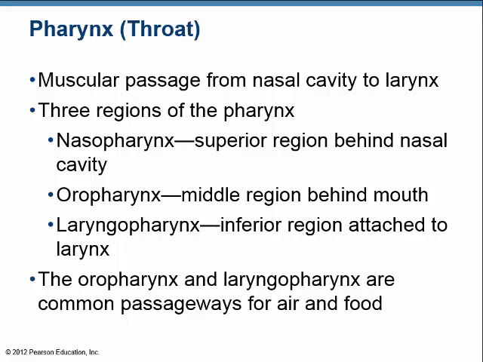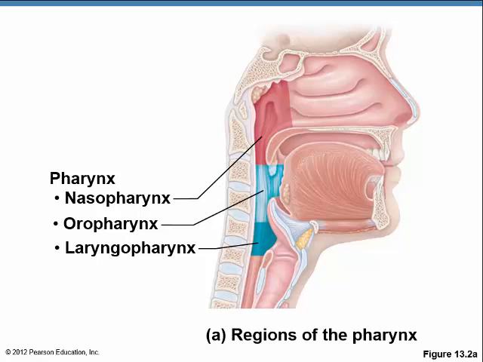The pharynx, which is the technical term for the throat, is a muscular passage. It has three regions: the nasopharynx, the oropharynx, and the laryngopharynx. The oropharynx and laryngopharynx both are common passageways for air and food. Here you see clearly marked the three regions of the pharynx.